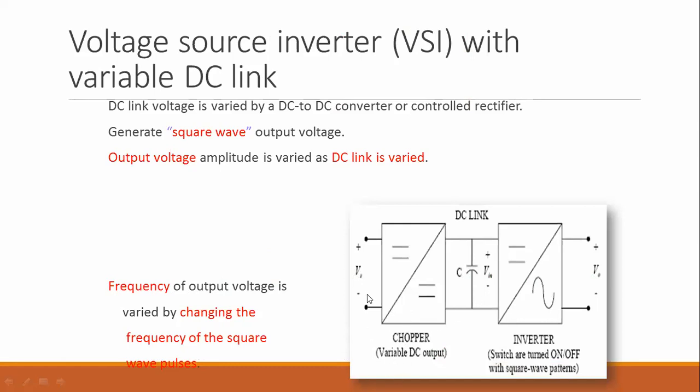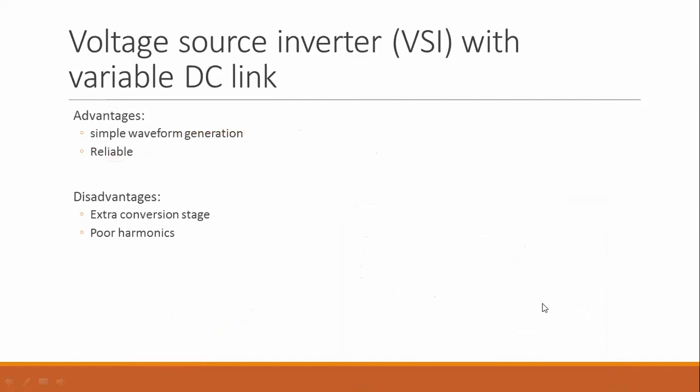This is the DC input, and this is a DC link. What will this DC link produce? This DC link will produce a variable DC, a variable output voltage. If we want to vary the amplitude of the output voltage, we have to provide a DC link over here. So the output amplitude is varied as the DC link is varied. So if we change the value of the capacitor, the output amplitude will be varied through this type of inverter. So what are its advantages?